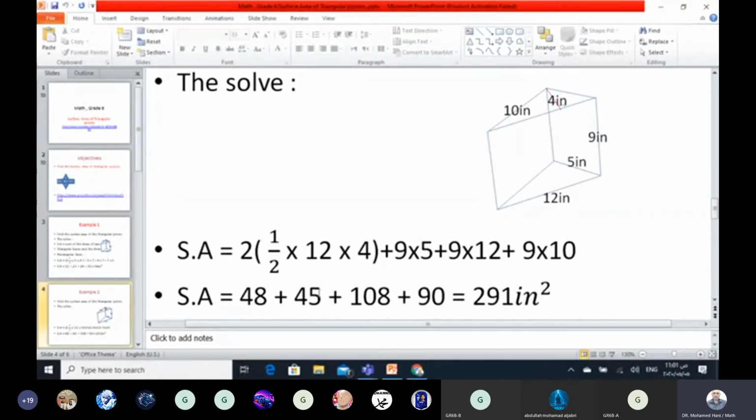Inches squared. We measure the surface area by squared units, and the unit here will be inch. So the unit will be inch squared.